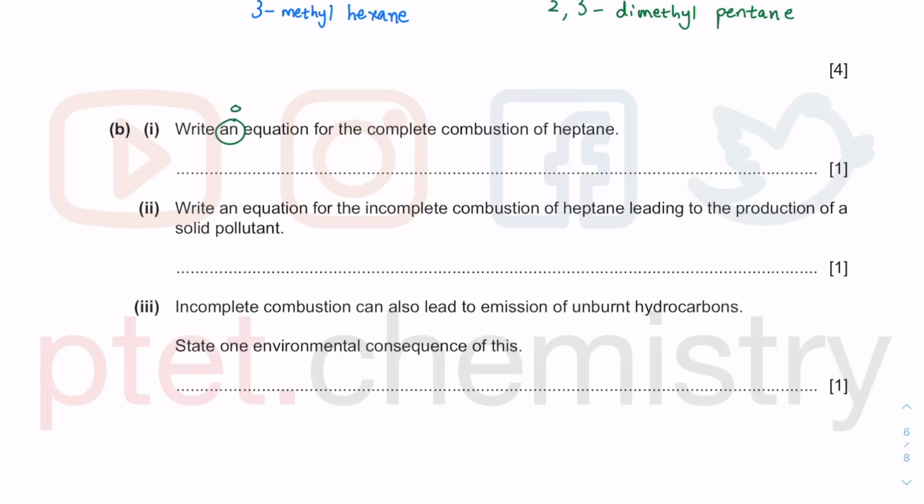On to the next question, write an equation. That means one equation. They don't say the equation, which means there could be one. Could there be more than one answer? No, there can only be one answer, right? Because complete combustion will give you just CO2 and H2O.